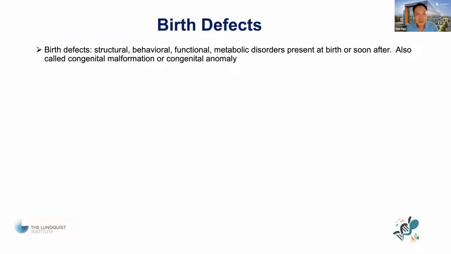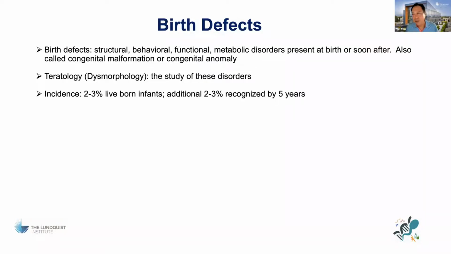So what's the definition of birth defects? The name actually already tells you, right? The defects you can see at birth. Actually, that's not really true. Birth defects refers to structural, behavioral, functional, and metabolic disorders present at birth or soon after birth. It's also called congenital malformation or congenital anomaly. There's a specific subject in biomedical research called teratology, which is the field that specifically studies birth defects.